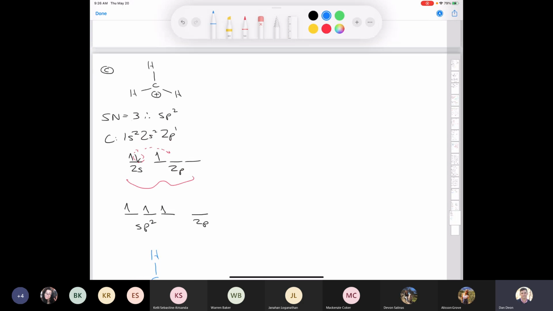And the last one is a methyl carbanion. So let's do that here. So, oops, this is D, not B. So we have a methyl carbanion like this. Okay. We have the negative charge here.